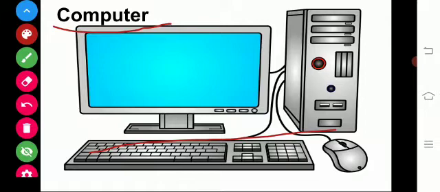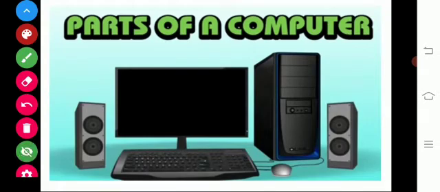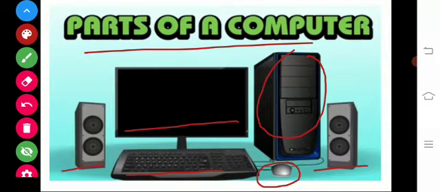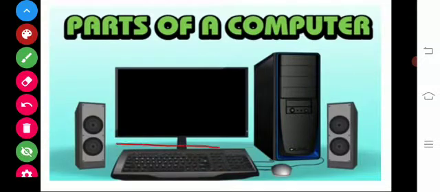Okay, children. And also we saw parts of a computer, isn't it? Just like the human body, a computer also has different parts which have their own specific functions. The main parts of a computer are monitor, keyboard, mouse, CPU, and speaker. The monitor of a computer is like a television.